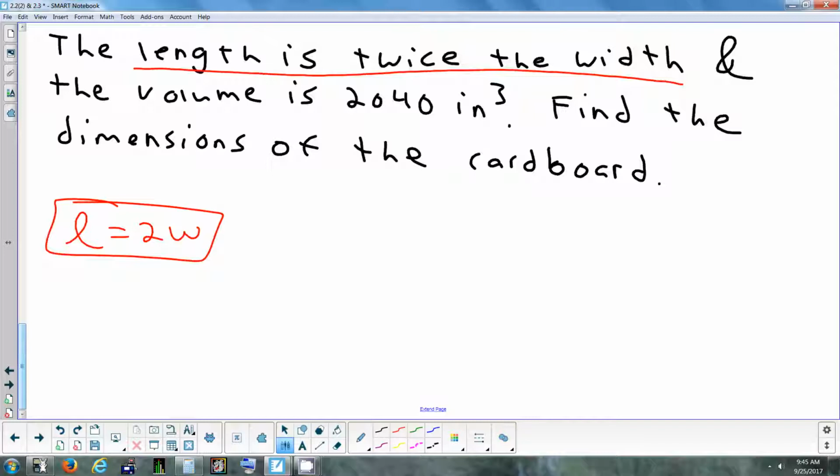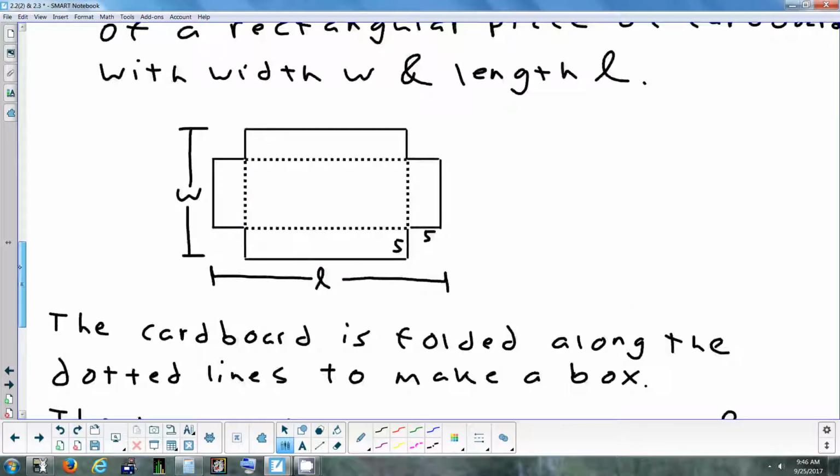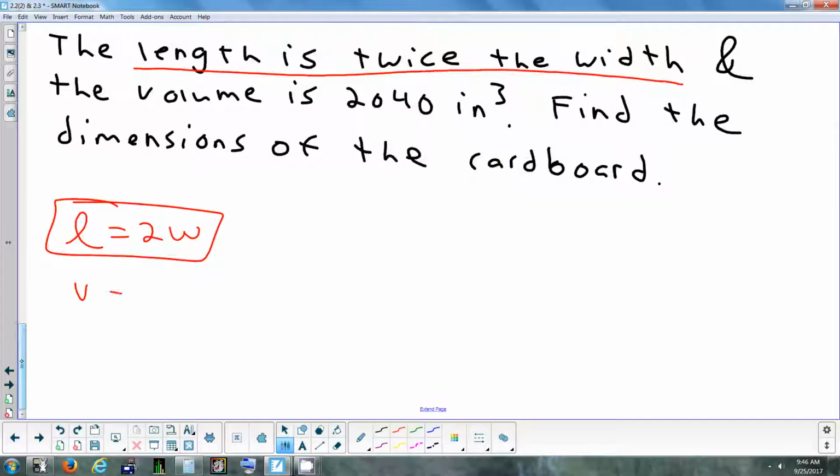Now the other thing I want to do is somehow use the volume. When I fold this up, this is going to be in the shape of a rectangular prism. What's the volume of a rectangular prism? All right, so volume equals length times width times height. The volume I know is 2,040.